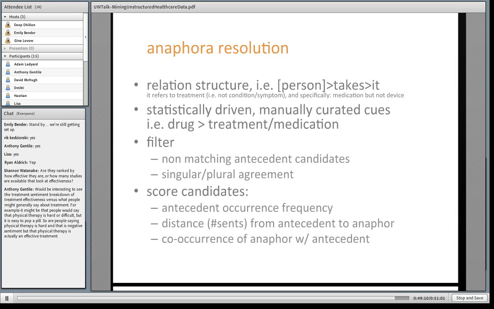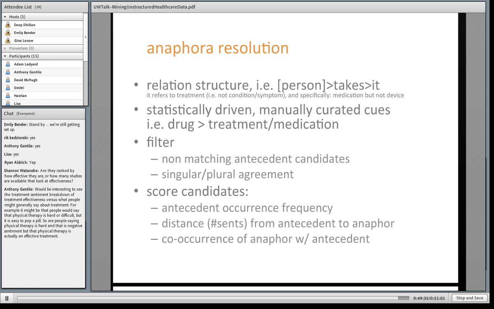Filtering: of course you want to filter non-matching antecedent candidates, so things that don't have the appropriate type, and look for singular and plurality agreement. And then as far as scoring goes, the occurrence of the antecedent is important. If you just have one mention of an antecedent, that's going to score lower than a bunch of repeated mentions. Then there's the distance, the number of sentences from the antecedent to the anaphora.